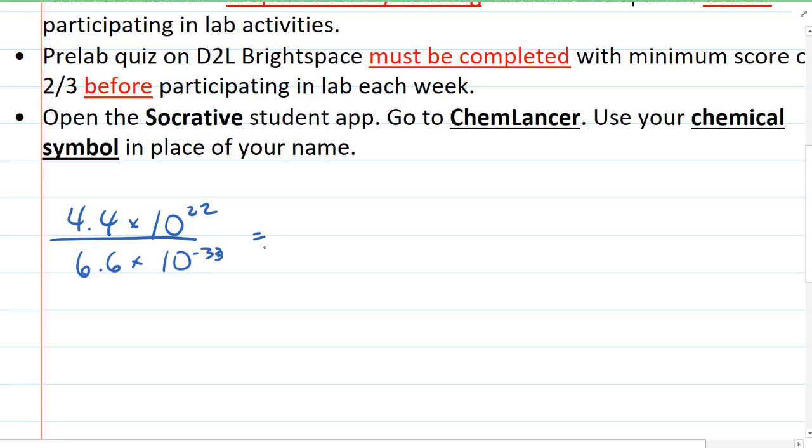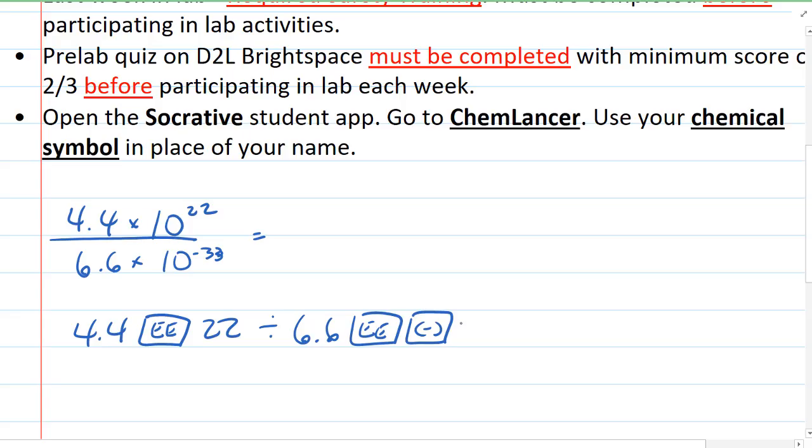and then equals. So when you plug this into your calculator, it's going to be 4.4, and you'll hit that EE button, 22. Then we're going to divide by 6.6. You'll hit the EE button, and then your sign changing button, 33, and then enter or equals or whatever it is to execute that calculation.